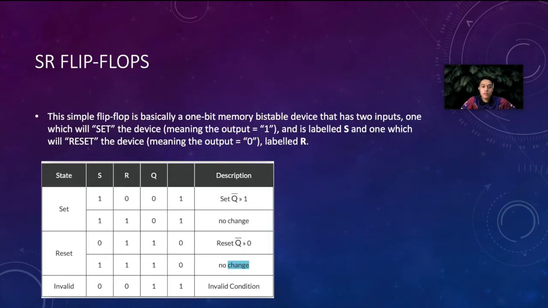So this is the table for the SR flip-flop. This simple flip-flop is basically a one-bit memory stable device that has 2 inputs: one which will set the device, meaning the output is 1, labeled S, and one which will reset the device, meaning the output equals 0, labeled R.